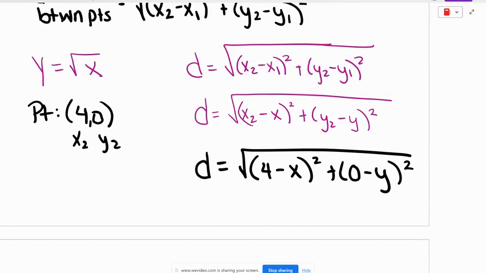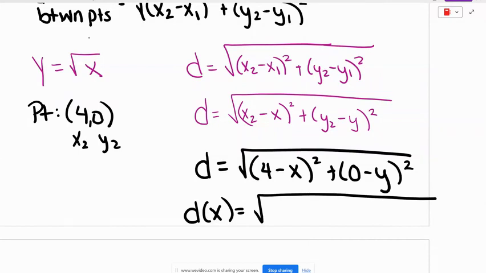So we're getting better, right? The problem is this distance formula is still in terms of x and y. I only want it in terms of x. So anytime I see a y, what can I put instead? The root of x. So now this is going to be the distance in terms of x. So d of x is going to be the root of (4 minus x) quantity squared plus (0 minus the root of x) quantity squared. Guys, we're going to be able to plug it just like this into our calculator.